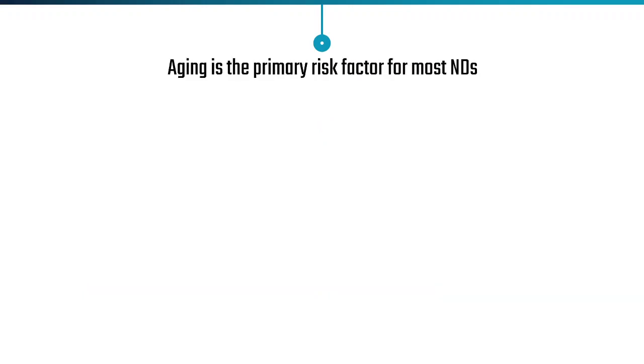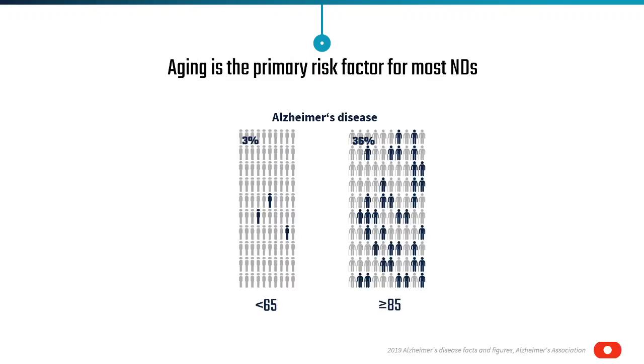The reason is that aging is the primary risk factor for most neurodegenerative disorders. If we, for example, look at Alzheimer's disease, which is the most common neurodegenerative disorder, if you're younger than 65, then the chance that you will have this disease is only 3%. However, if you're older than 85, then this chance increases to about 36%. So with all of us getting older, it's very likely that at some point in our lives, either we will have this disease or we will have at least someone in our family who has it.